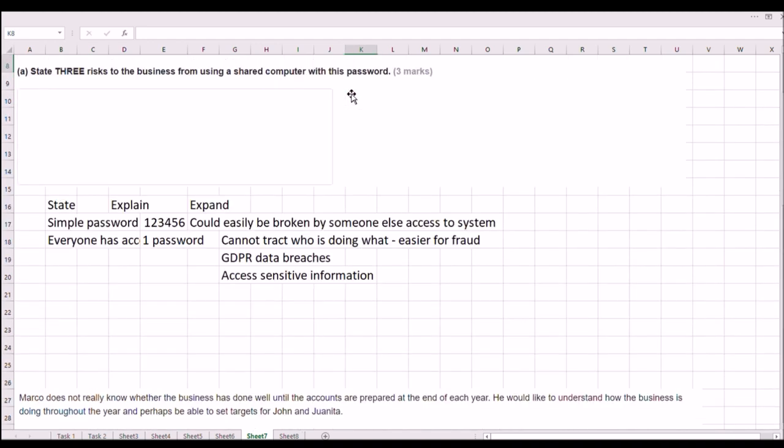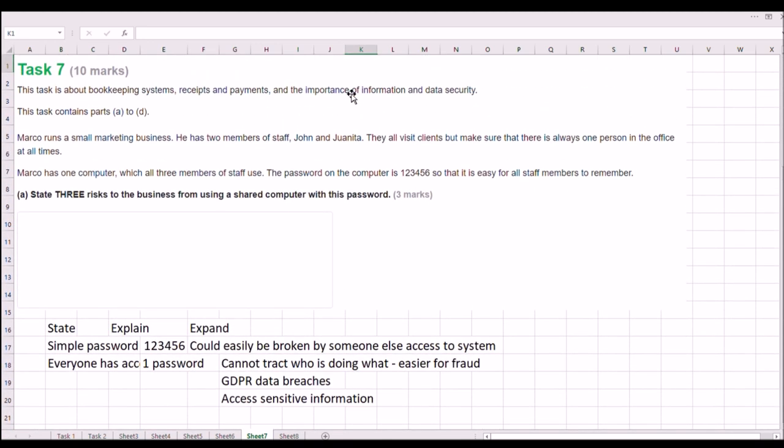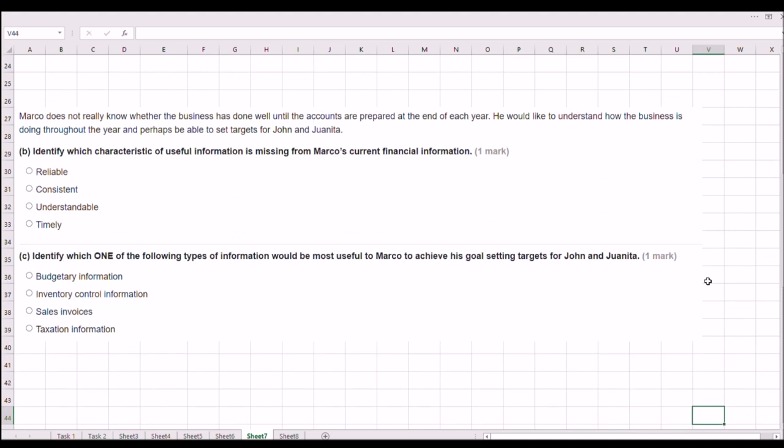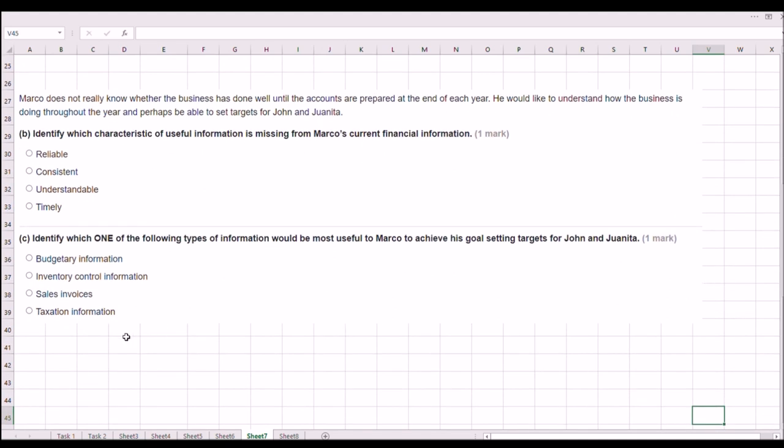What do they do? He runs a small marketing business, two members of staff, and they all visit clients, and there's always one person in the office at all times. So he's running a small marketing business, but it doesn't actually say what John and Juanita do. So they could do anything, really, so it's not the greatest of questions. He wants to set targets here, and targets are budgets, so it is budgetary information. But in those targets, it could have been sales invoices as well.